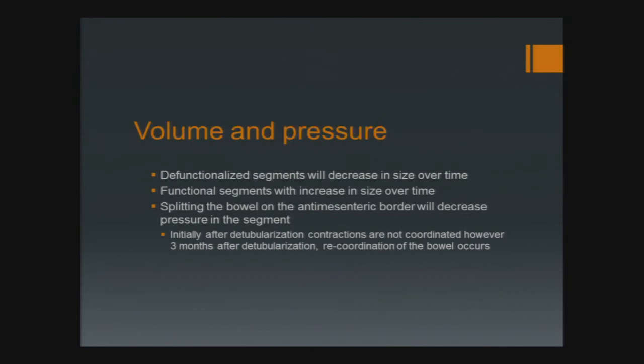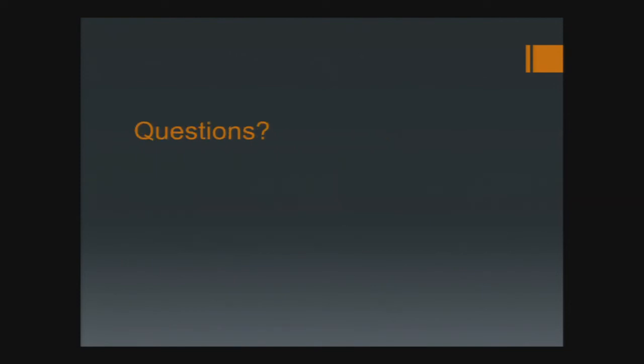There's some volume and pressure complications. So any segment that's defunctionalized will decrease. Any segment that's actively being stretched by urine will actually increase in volume over time. And then splitting the bowel on the antimesenteric border allows for decreased pressure in the kidneys and a refluxing anastomosis. Interestingly, initially the contractions are not coordinated to the bowel, but after about 3 months they actually regain their coordination.